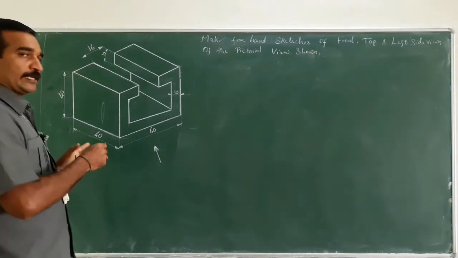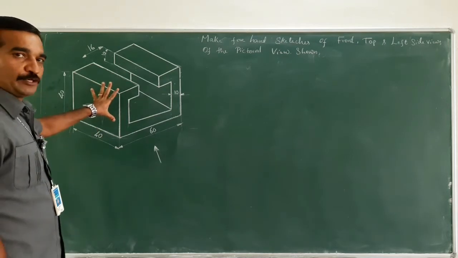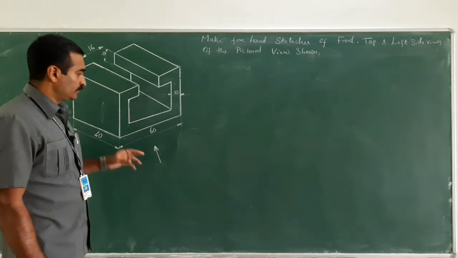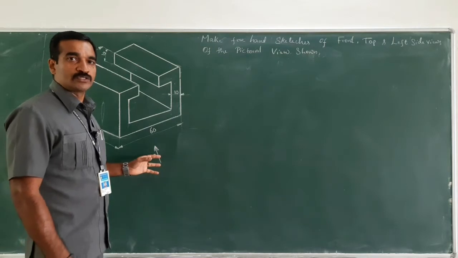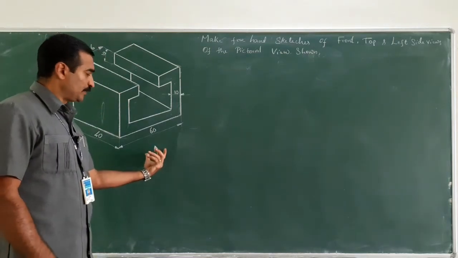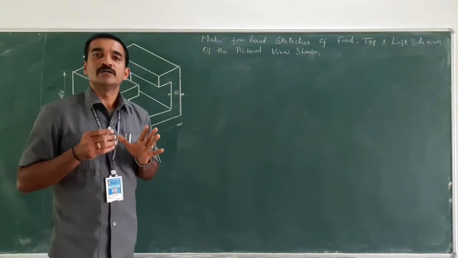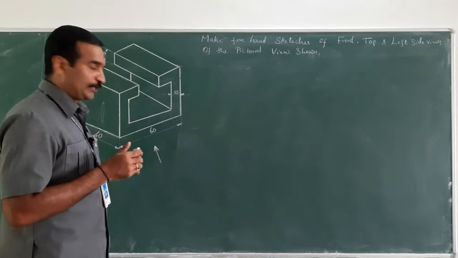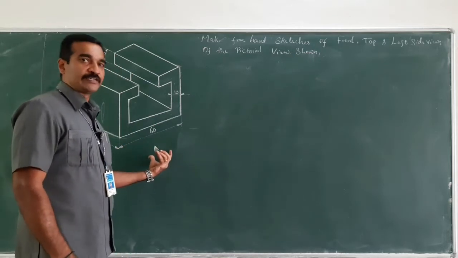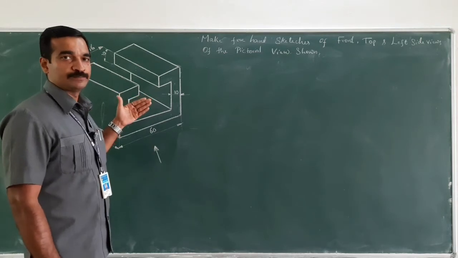So, before proceeding, observe the isometric view which is being given here. This arrow denotes the direction of view. So, which means front view, the observer should draw the front view looking from here. That means perpendicular to the object, right.